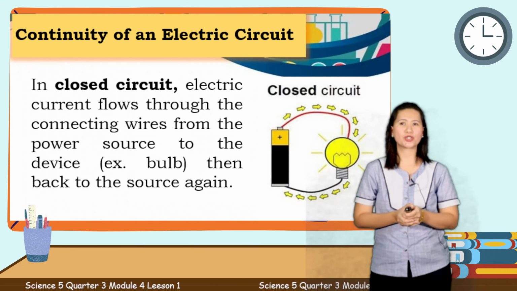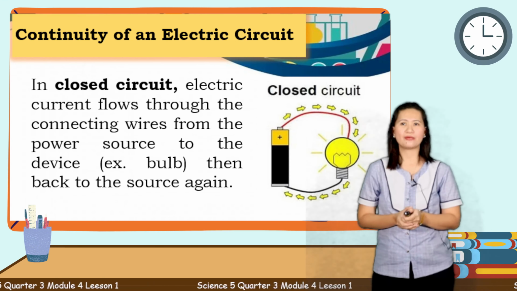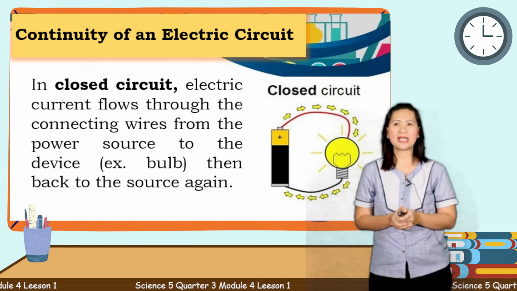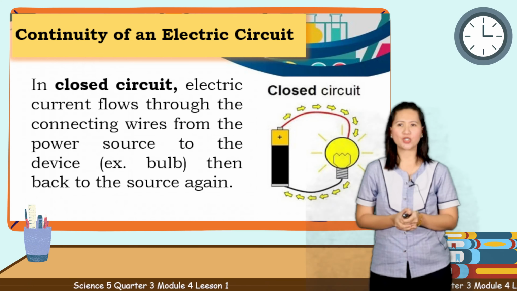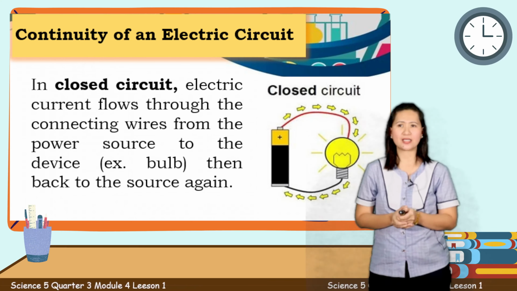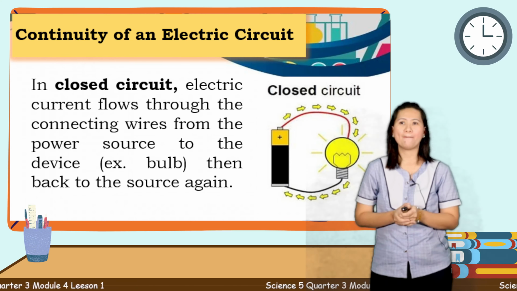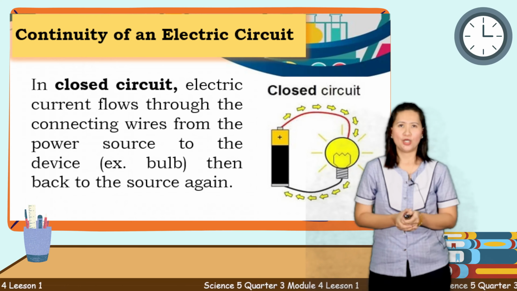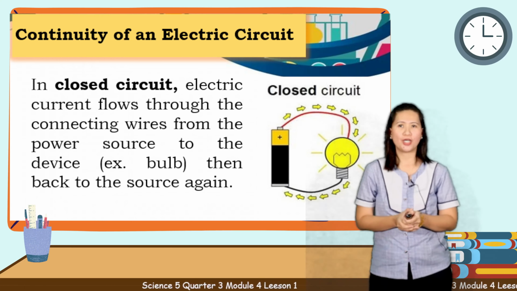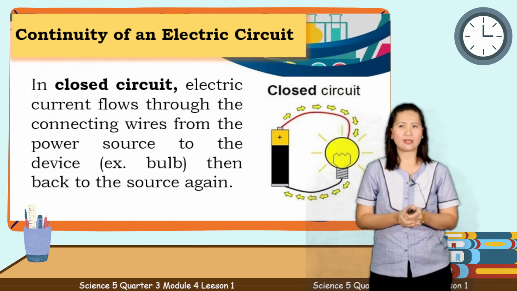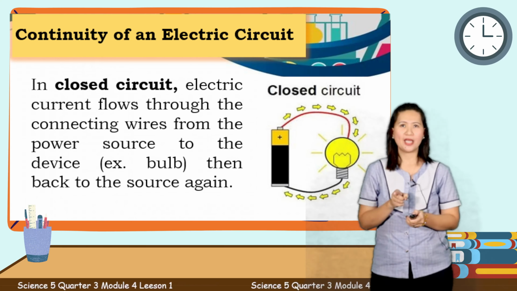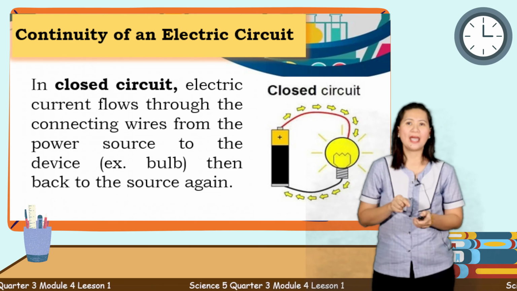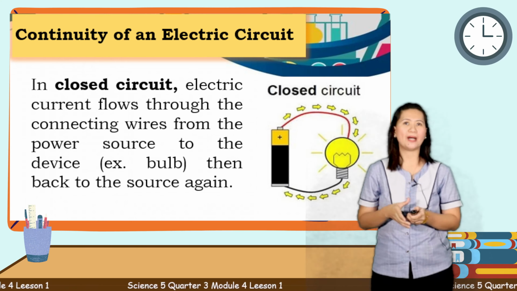In closed circuit, electric current flows through the connecting wires from the power source to the device, for example the bulb, then back to the source again. So looking at the picture, the flow of electricity comes from the battery, going to the bulb, and then going back to the battery again.